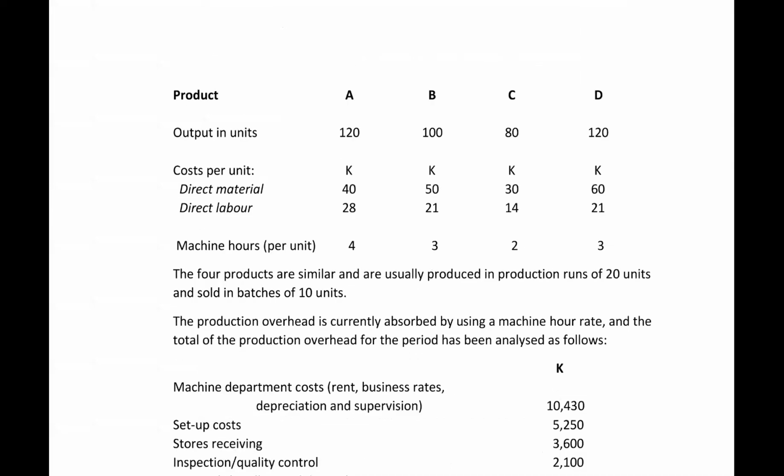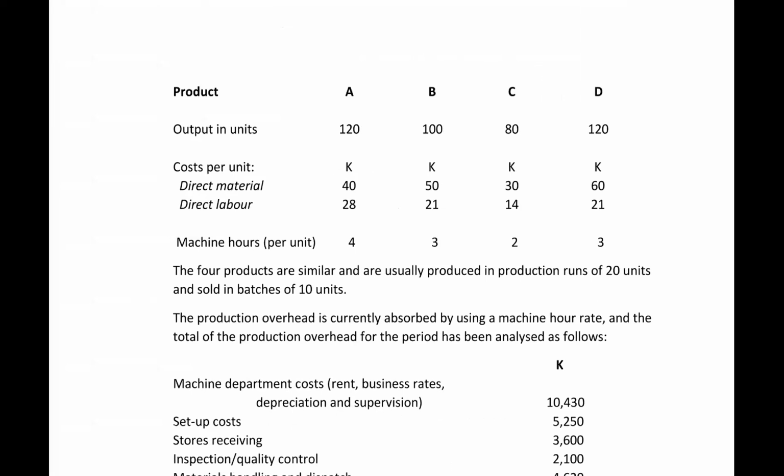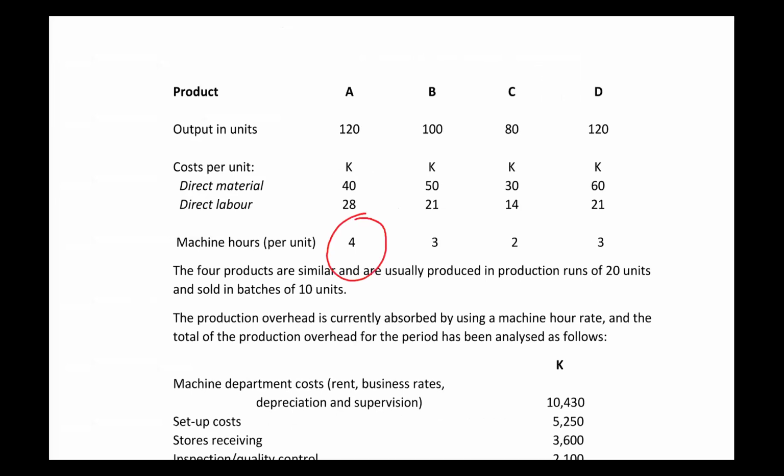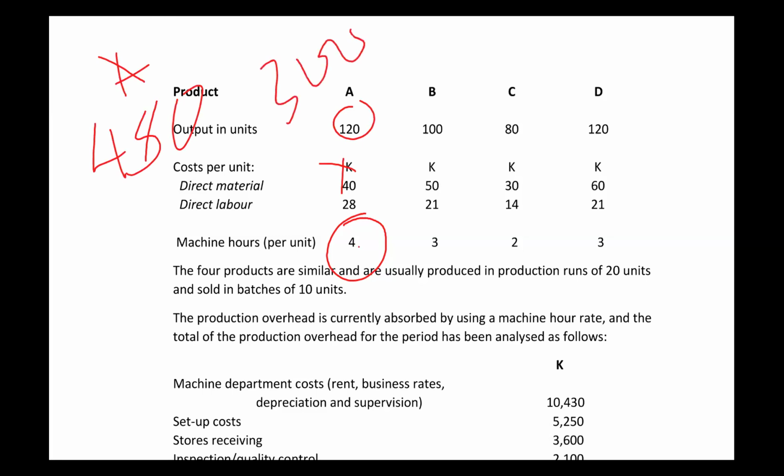So for product A, it is 4 hours per unit. We want to know the total number of hours, so 4 hours per unit multiplied by 120 units. 120 times 4 gives us 480 for product A. For product B, it is 3 times 100, which gives us 300 for product B.